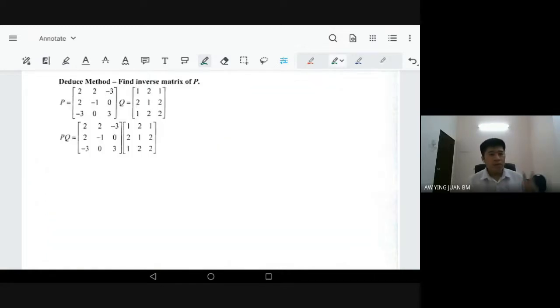So now we have the second method, what we call the deduce method. So it is different from the previous one, which is the adjoint method. So with the deduce method, find the inverse of the matrix P. So given the matrix P and Q, what we have to do is to find the matrix for PQ. So before we further our discussion, do remember, we need to understand some of the properties for the matrix.